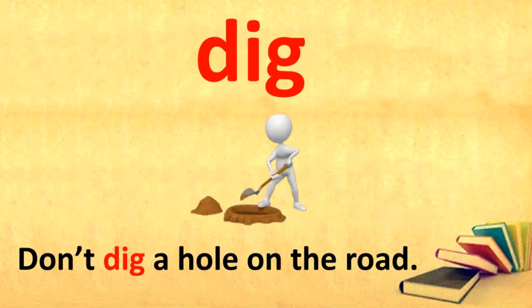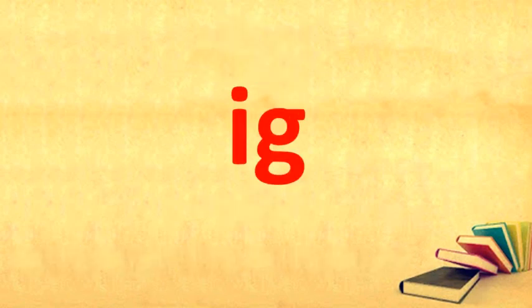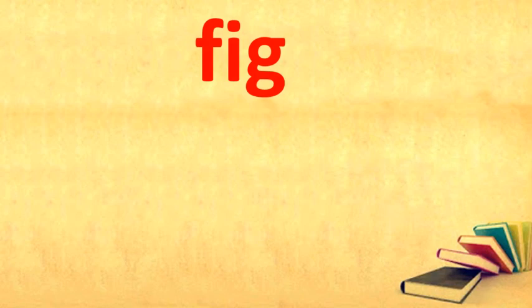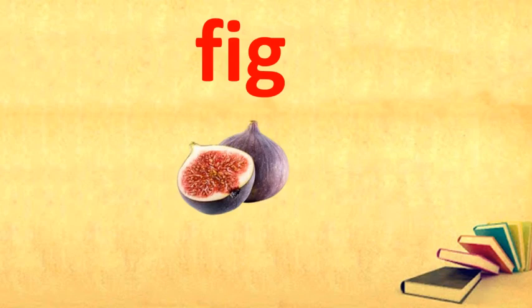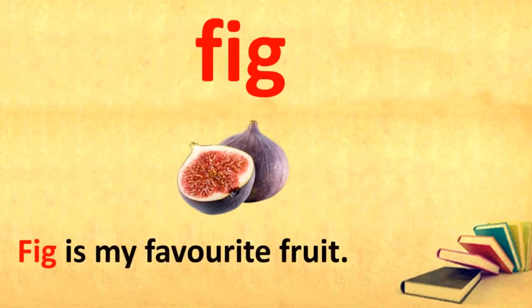We will learn another word with ig. When f joins ig, they become fig. F-ig, fig. Fig is the name of a fruit. You can see the picture of fig here. And we can use the word fig in a sentence like, fig is my favorite fruit.